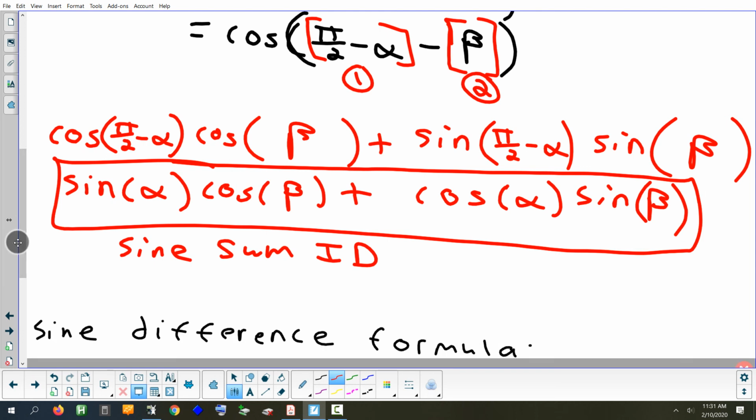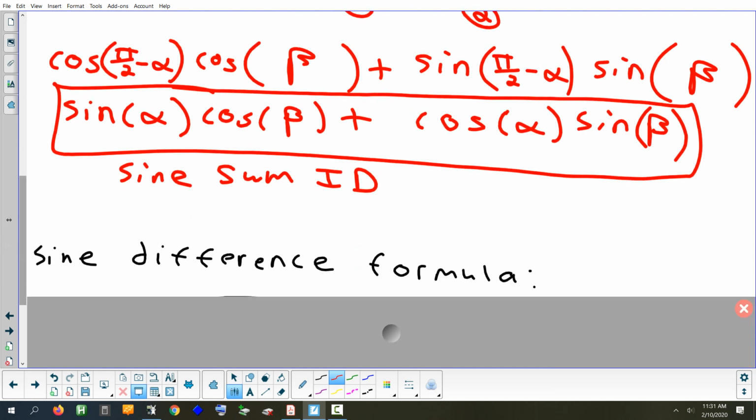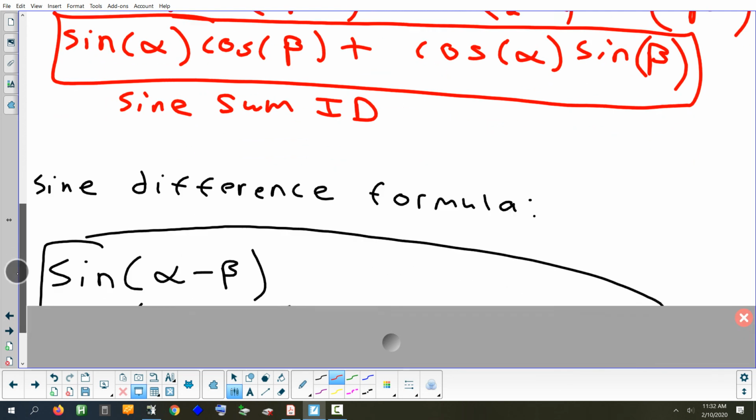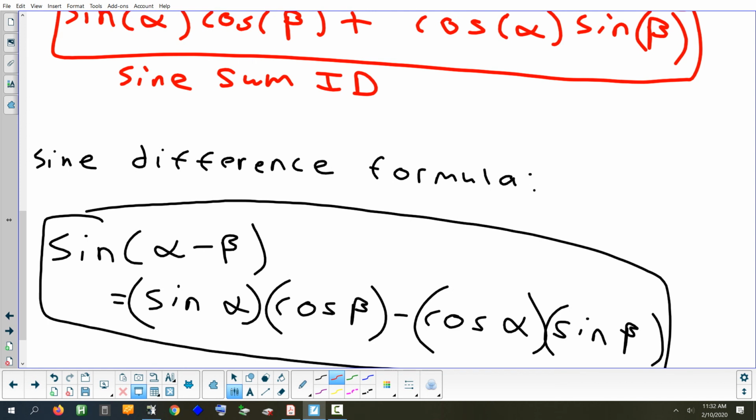Okay, so based on that, without having to go through it, I mean, we could go through it, but what do you think the sine difference is? What is that? You just subtract. Yeah, just subtract, but it's all the same. It's still sine, cosine, cosine, sine, alpha, beta, in that order, but just change the plus to a minus. So the minus here matches the minus there.